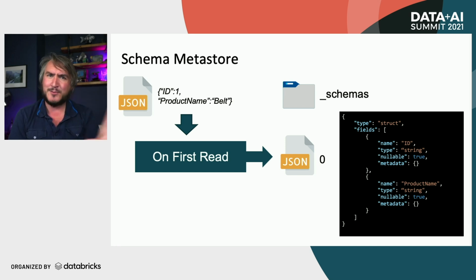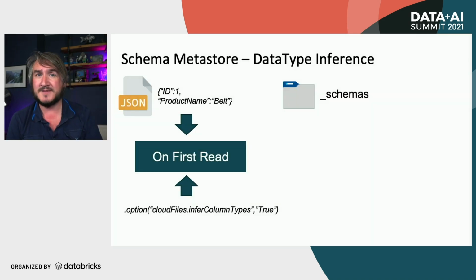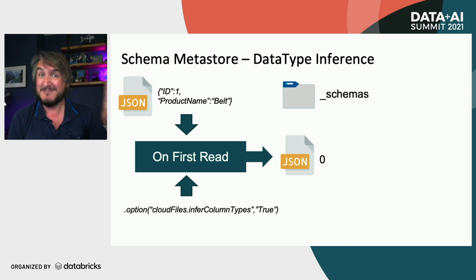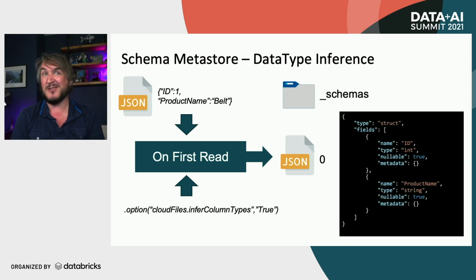Now, if we're not happy with that, we think, well, no, strings aren't good. I want you to do a bit of work to figure out what that looks like. Then we can say, well, infer column types. We can add in an additional column, cloud files, infer column types option. And then that metadata it generates is going to be a bit more intelligent. So ID, it's gone, that's an int. Product name, it knows it's a string. It's going to go and do a little bit of sampling of some files. And we've got some options about how many files it should sample, how many bytes it should read before it goes, that's enough, I'll work out the data types from there. And it'll do that for us.